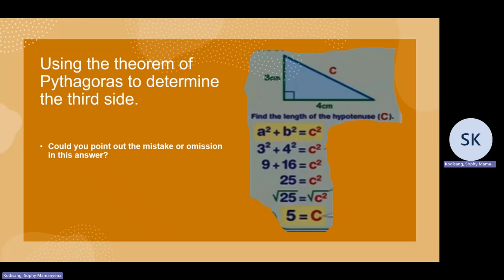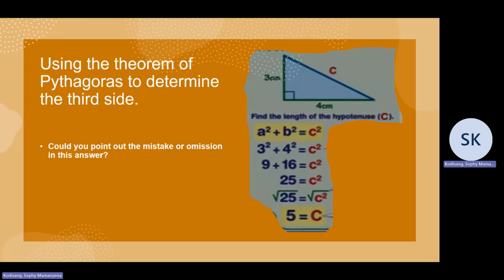To find the value of c, remember, we need to introduce the square root sign, the square root of 25, and we know that the square root of 25 is 5. So the value of c obviously will be 5.